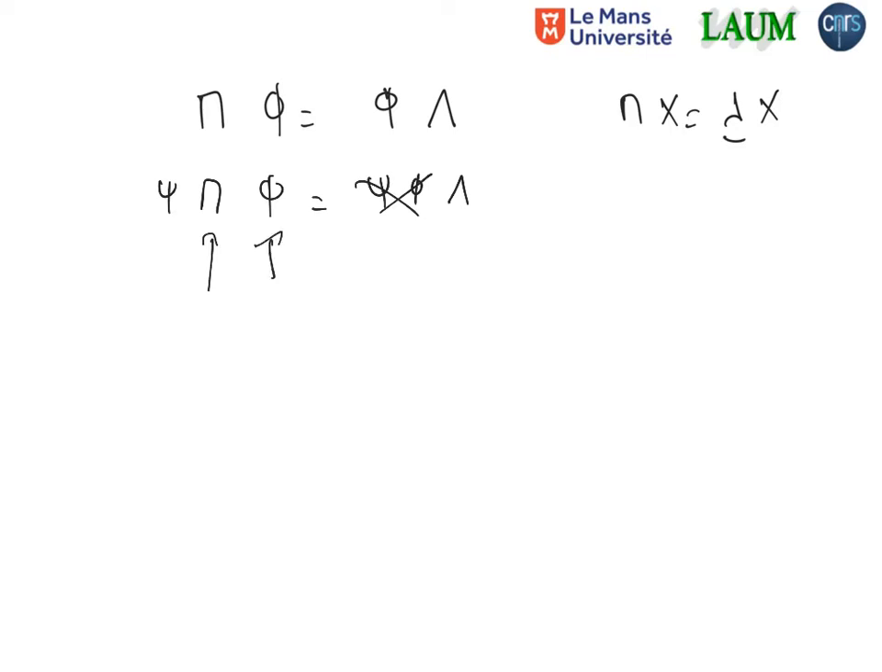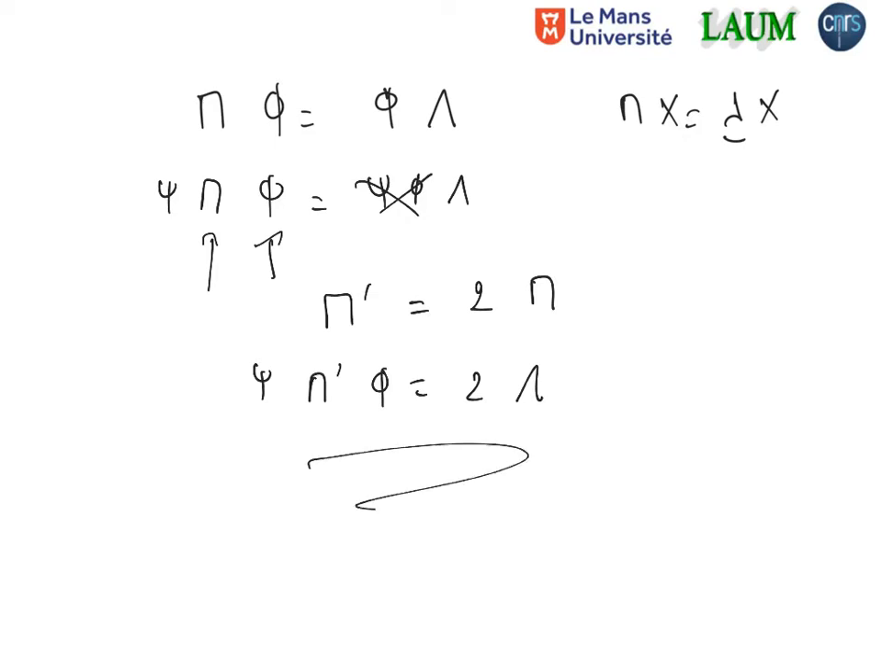For the last question, the only thing that we have to see is that M prime is equal to 2 times M. So you can check, but this is just twice the matrix M. So psi times M prime phi is equal to 2 lambda. And then we have the answer to the last question really easily.